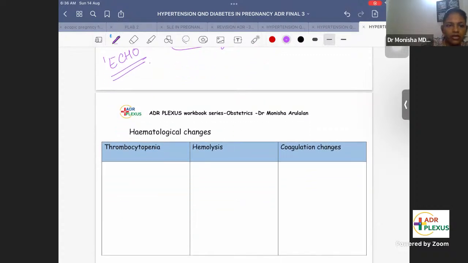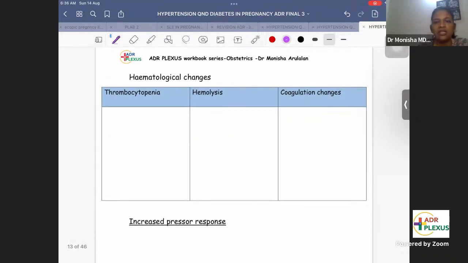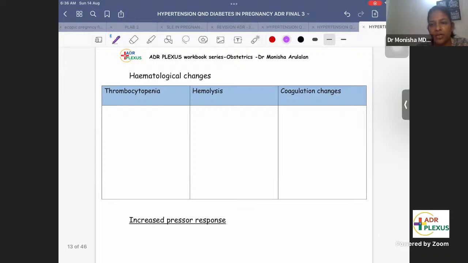Now coming to the hematological changes that you can see. Already we know there is hemolysis, there is thrombocytopenia, and there are very minor coagulation factor changes. So what is the thrombocytopenia? Here remember, platelet count is less than 1 lakh. This is going to tell you the severity of this disease. So when it is below 1 lakh, it is going to be a severe disease.